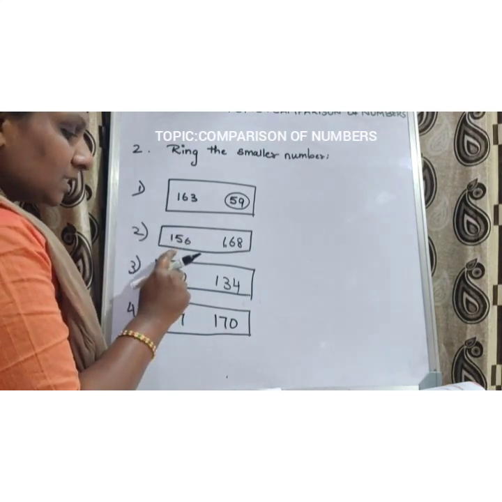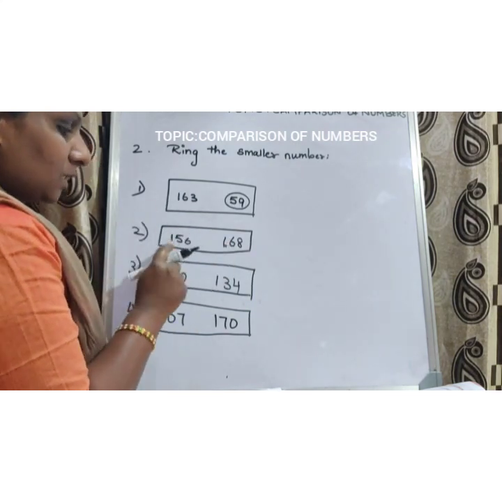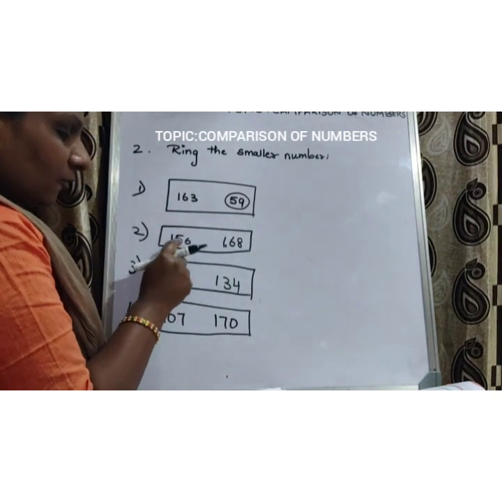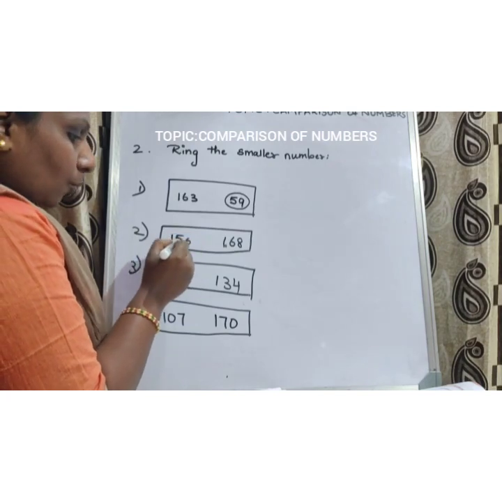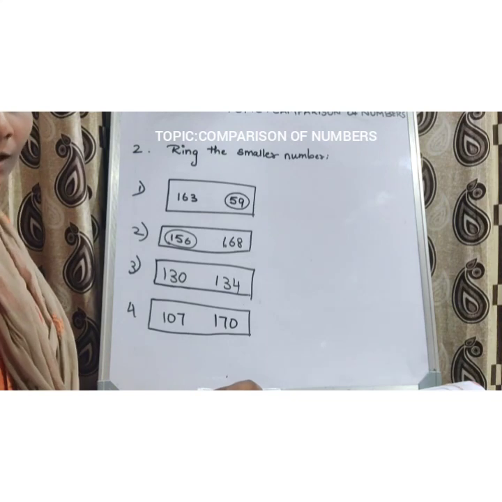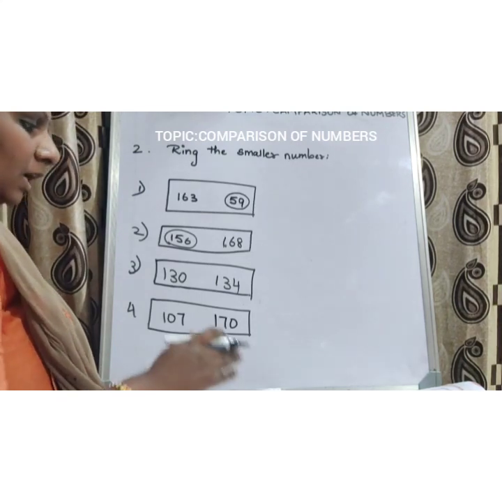So what is the next step? You have to compare the tens place. Here it is 5 and here it is 6. So which is smaller? 5 is smaller. So 156 is smaller than 168.